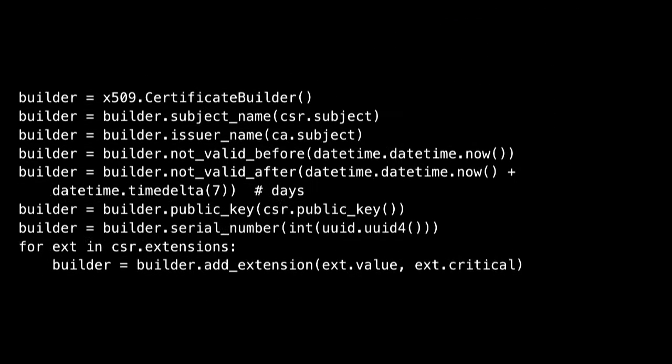Scrolling down, again, the builder object. So this time it's not a certificate request builder. It's actually the certificate builder because this is the CA. The CA builds certificates. So it is the same thing. I need to reassign everything all the time because the objects are immutable.